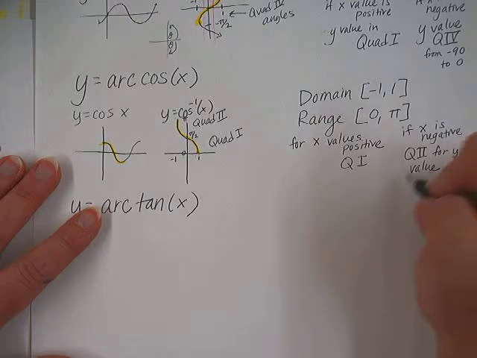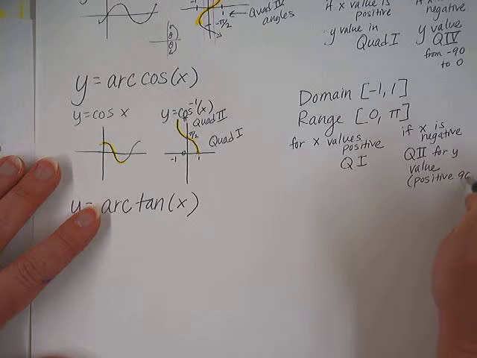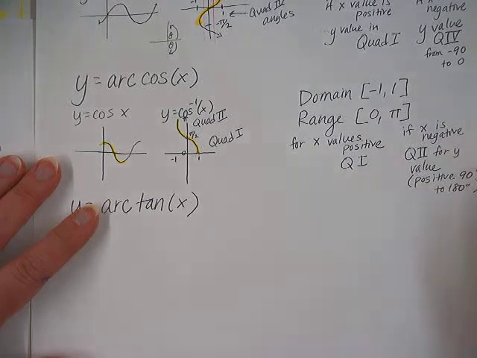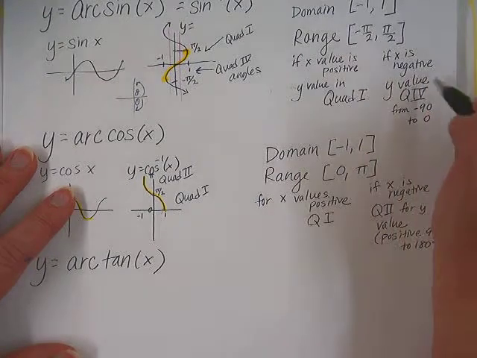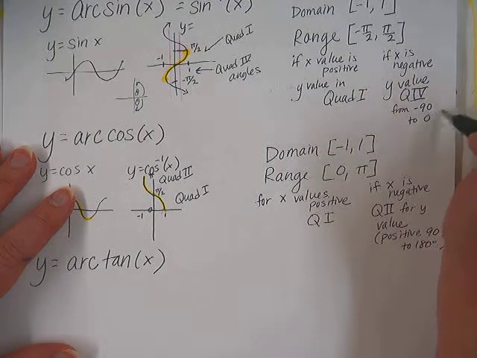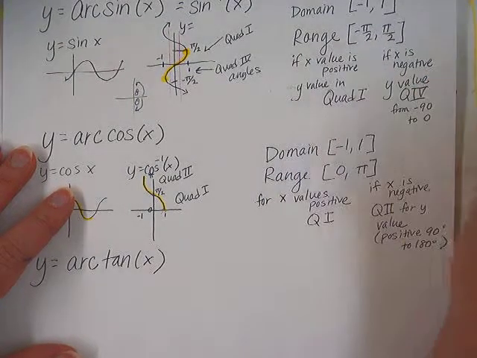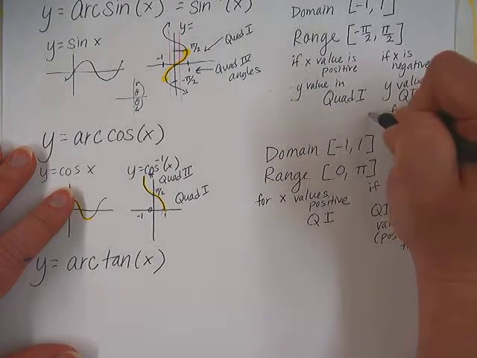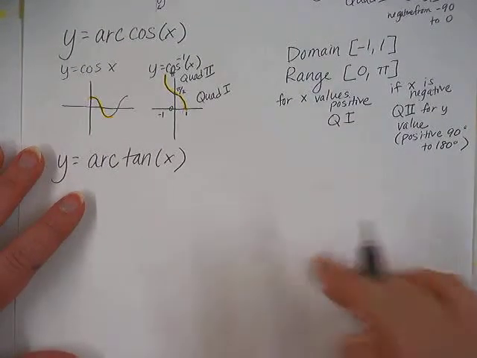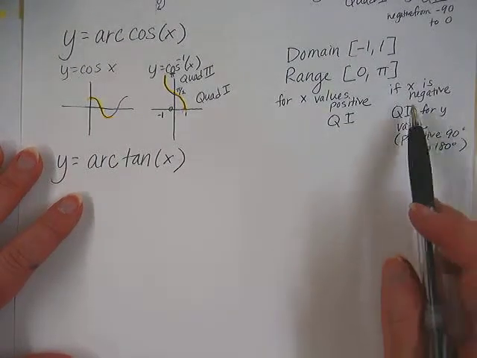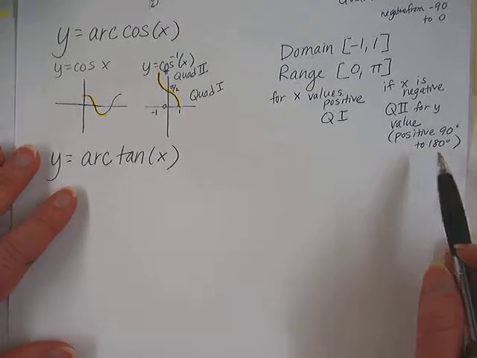And that answer will be positive anywhere from 90 to 180, or pi halves to pi. So that's different than sine, because when we plug in a negative x value, we get a negative y value. But when we use cosine, inverse cosine, when we plug in a negative x value, we get a positive y value. It's just a bigger number.